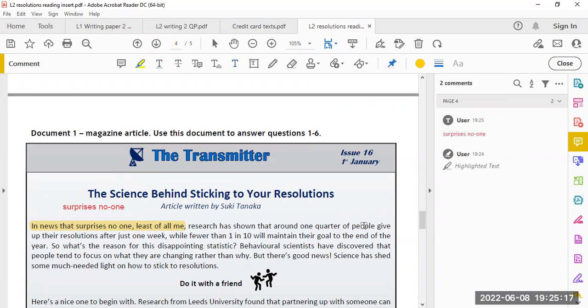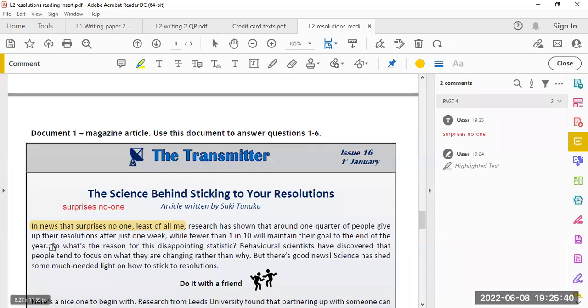However, "research has shown that around 1/4 of people give up on their resolutions after just 1 week, while fewer than 1 in 10 will maintain their goal to the end of the year." That is a fact. That is the result of someone actually sitting down and studying this. So this isn't bias. This is someone who studied it. They've interviewed people, and written it up as a sort of scientific study.